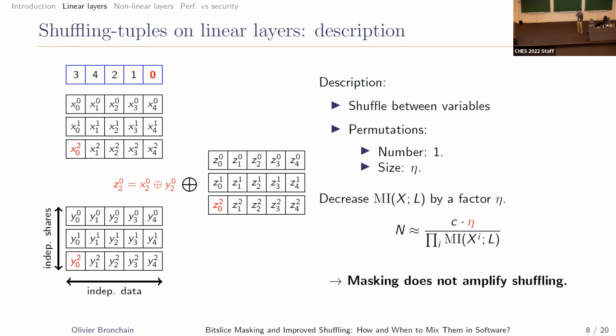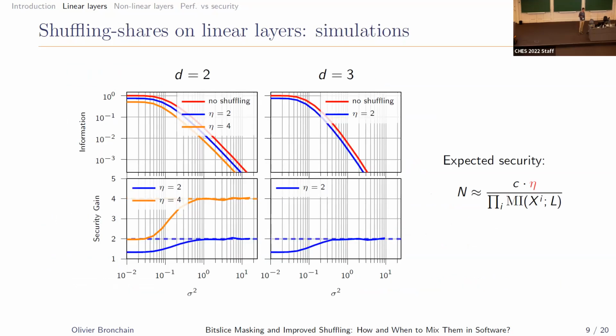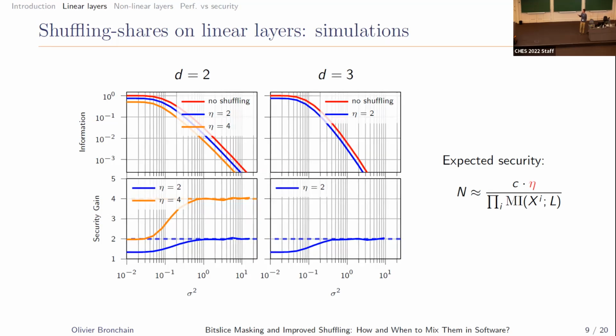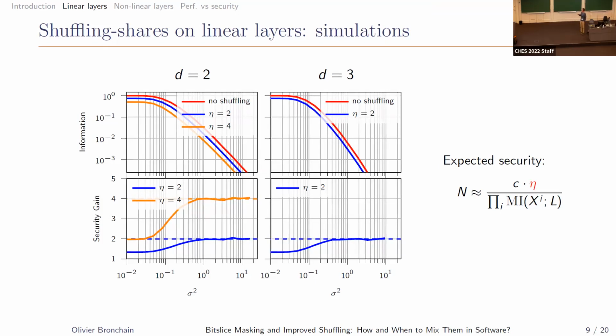We've been running simulations to confirm this paper and pencil approach, and that's what we see here. On the x-axis for all the graphs, you have the noise level. If you are on the right, it's noisy, and on the left it's not noisy. On the top, you have the mutual information estimation. What is really important is what we have below, which is the security gain of our shuffling plus masking compared to masking only. The horizontal dashed line stands for the eta we were expecting. So here we are in the case where the gain is only eta, and it's confirmed with simulation for all the parameter space we've been exploring.